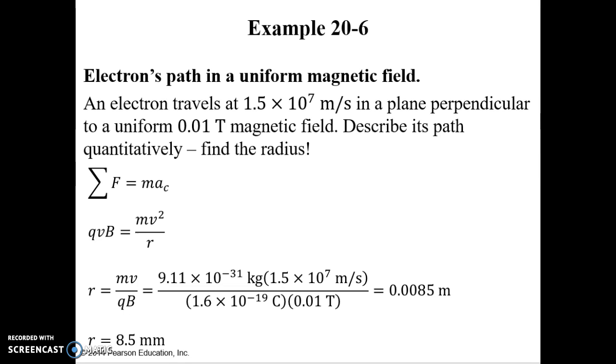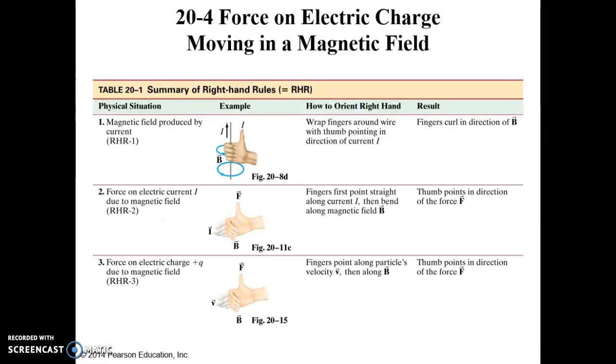The mass of the electron, the charge of the electron, its speed, and the external magnetic field it's moving through give a radius of 0.0085 meters, or I can just say 0.85 millimeters. Here's a table summary of all three right-hand rules we've done so far in this chapter.